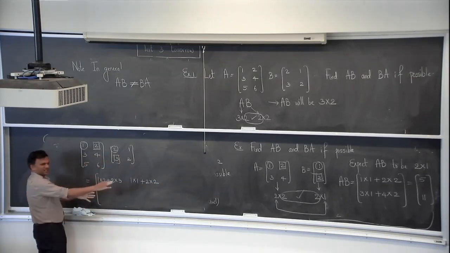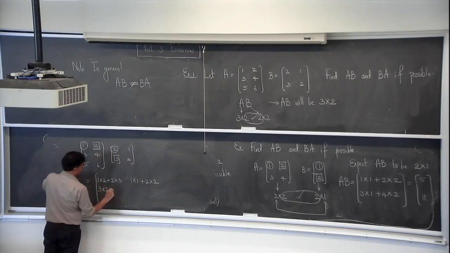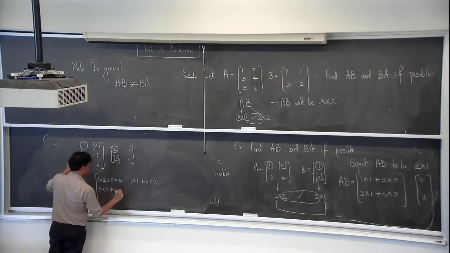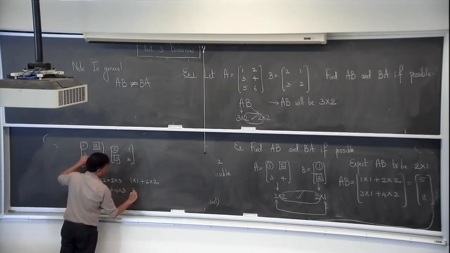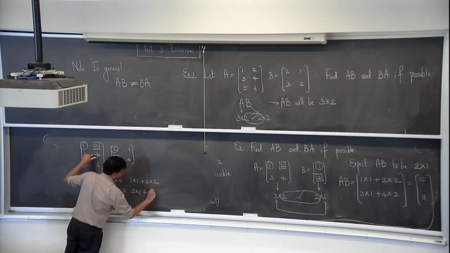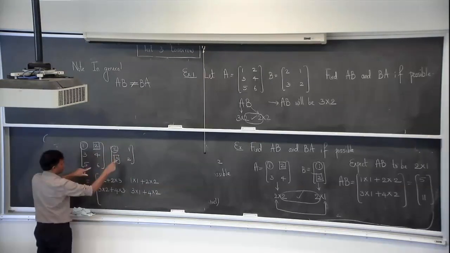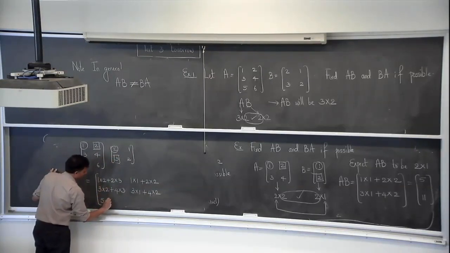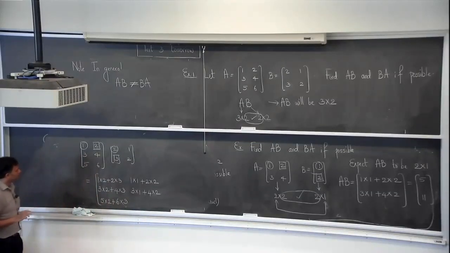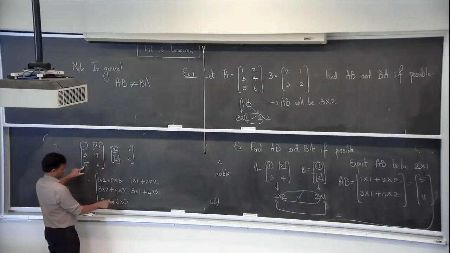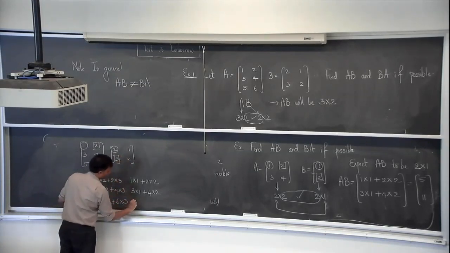You don't have to write all these details, okay? It's just because it's the first example. You can just mentally do it and write it down. And this one will be 3 times 1 plus 4 times 2. And the last one will be 5 times 2 plus 6 times 3. And the third row, second column would be 5 times 1 plus 6 times 2.